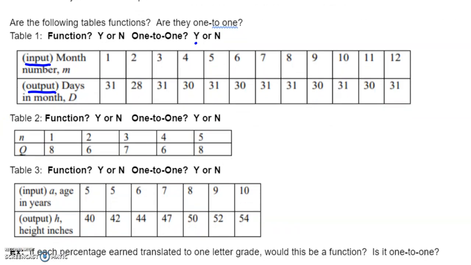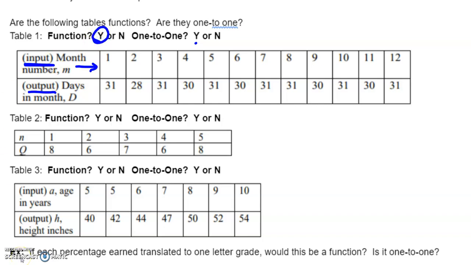Now remember, for a function, that means that I had to have basically unique x values or unique inputs. Everything that's going into my function has to be different. So if I look along here in my number or my months, 1 through 12, notice they are all different. So is it a function? Yes, because they are all different.